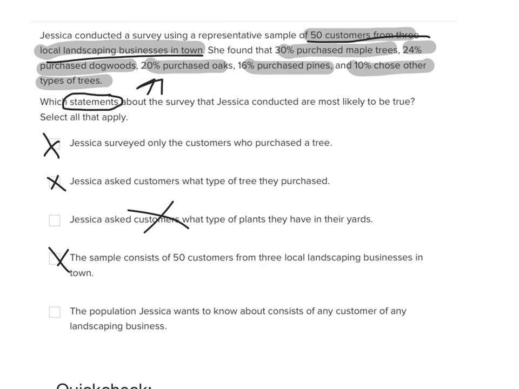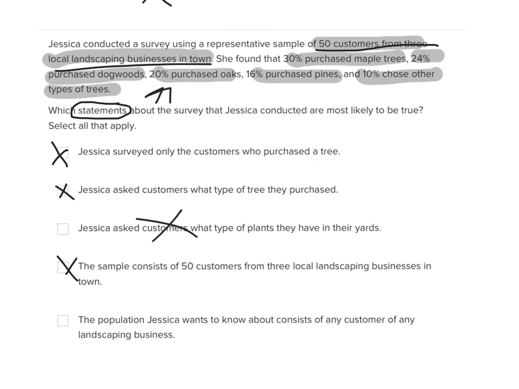The population Jessica wants to know about consists of any customer of any landscaping business. She probably does. That's why she asked 3 different landscaping businesses, and that's why she asked 50 different customers. So she probably wants to know, in general, what any customer of any landscaping business would want.